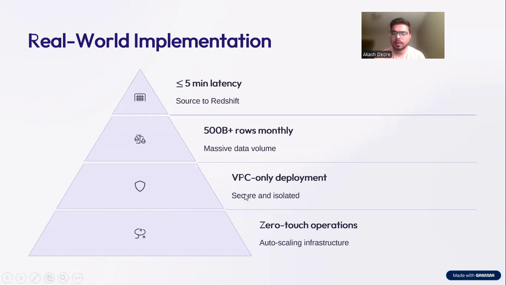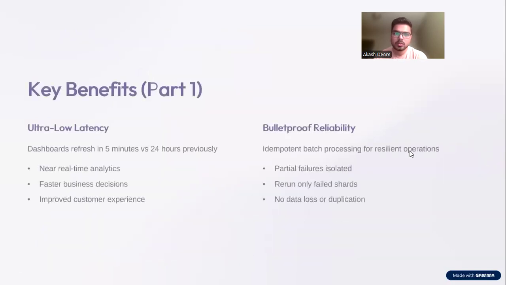Third is reliability. As the data never leaves the customer's VPC, we can say the data is secure and very isolated, with customer managed KMS keys and encryption. And processing is also independent, which means no duplicates and no data loss. So these are the major implementation results that this architecture has.